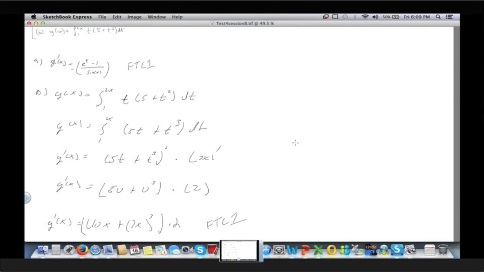2x 5 plus 2x t squared. 1 second. I guess the only thing I see that would be incorrect is this. Well, it should be in parentheses.